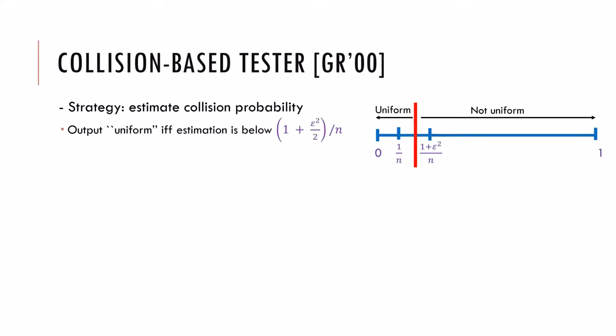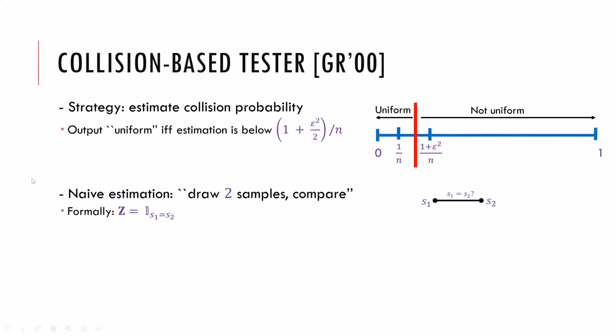And once we do that, if we have a good approximation, a good estimation of the collision probability, we can compare it to some threshold. If it's small enough, then we'll say it's uniform, and if it's large enough, then we'll probably get samples from a non-uniform distribution.